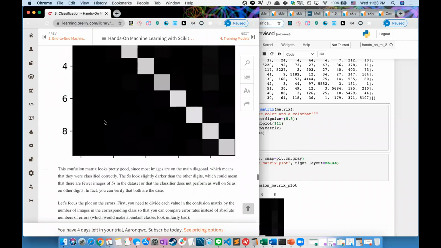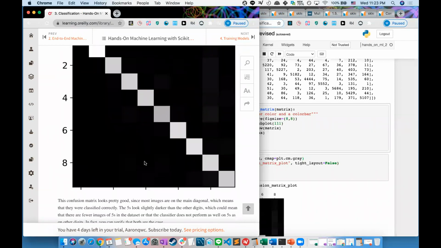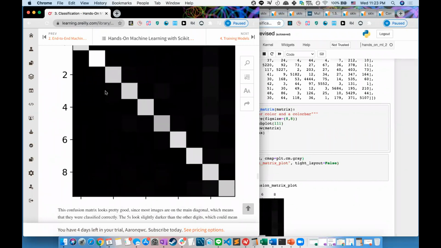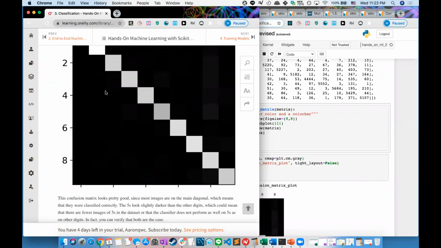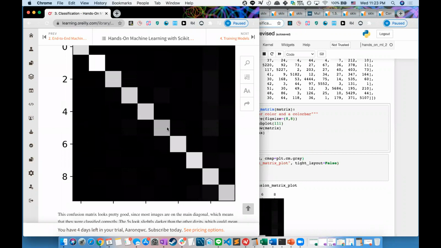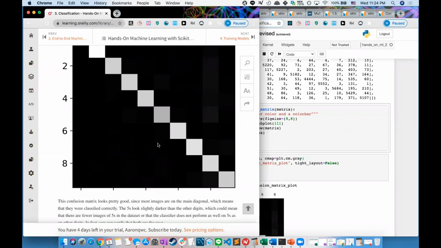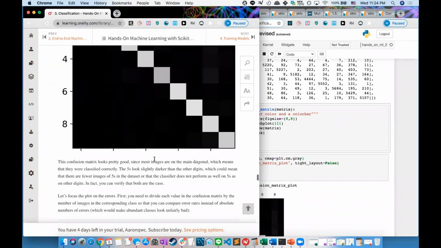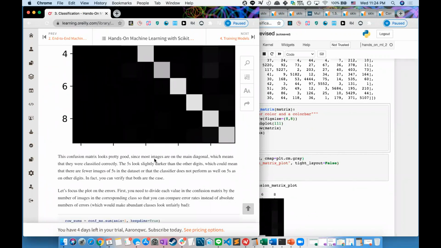And this confusion matrix looks pretty good since most images are on the main diagonal, which means that they were classified correctly. Again, when you're on the main diagonal, that means it's good. The 5s look slightly darker than the other digits, which can mean that there are fewer images of 5s in the data set, or that the classifier does not perform as well on 5s as on other digits. In fact, you can verify that both are the case.